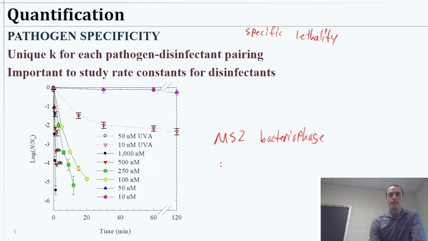Disinfected by essentially what's called singlet oxygen. This is a research topic from my graduate school that I'm kind of revisiting now. Essentially, we're producing different amounts of singlet oxygen, and that singlet oxygen is destroying the viruses, essentially killing them over time.